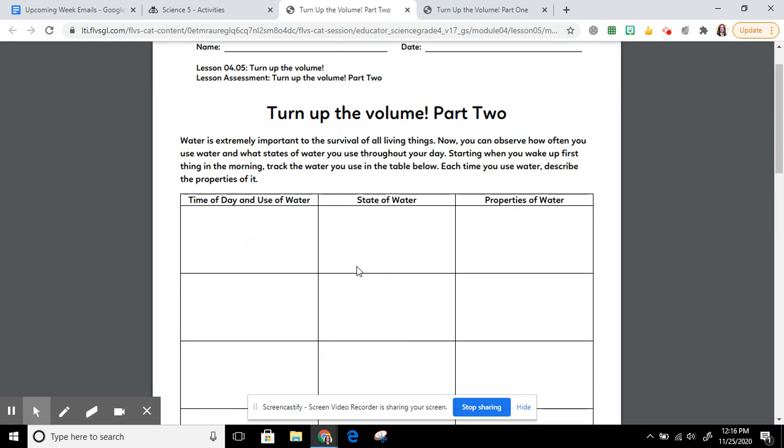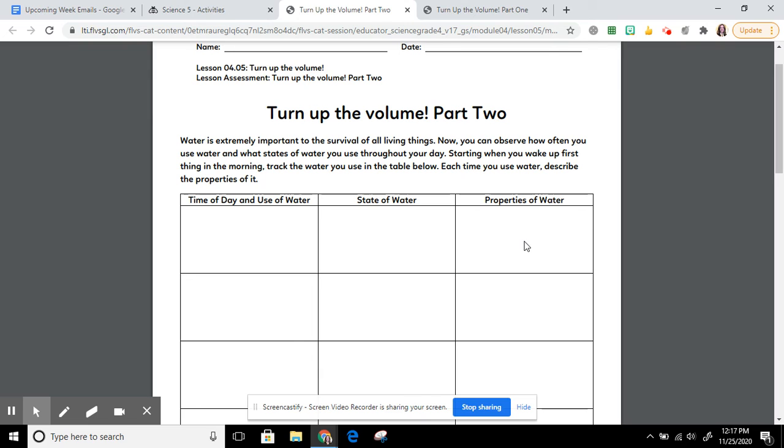So for example, I wake up, first thing I do is brush my teeth. So time of day, let's say I wake up at 6:30, I write the time and the use of water. So I would write 6 a.m. Water used to brush teeth. State of water, well, when I brush my teeth, the state of water is a liquid, so I would write liquid. And the properties of the water, well, I like to brush my teeth with cooler water, so I could write cold. I could say, I have the water on for a total of 15 seconds.